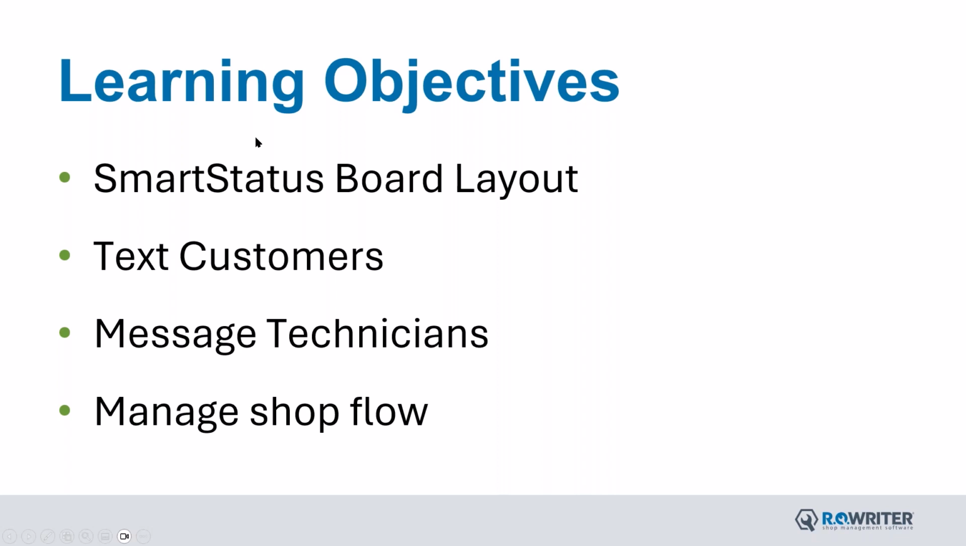Here we'll start off by simply introducing the things that we're going to be showing you today. Regarding the Smart Status feature, we're definitely going to be looking at the actual Smart Status board layout so we don't get lost as we go through all the different views and tools. We're going to go through the different features there: texting customers, messaging technicians, and managing those messages, and how we can use all of those tools together to manage our shop flow. Ultimately, these are ways that we can help your shop use the Smart Status tool effectively.